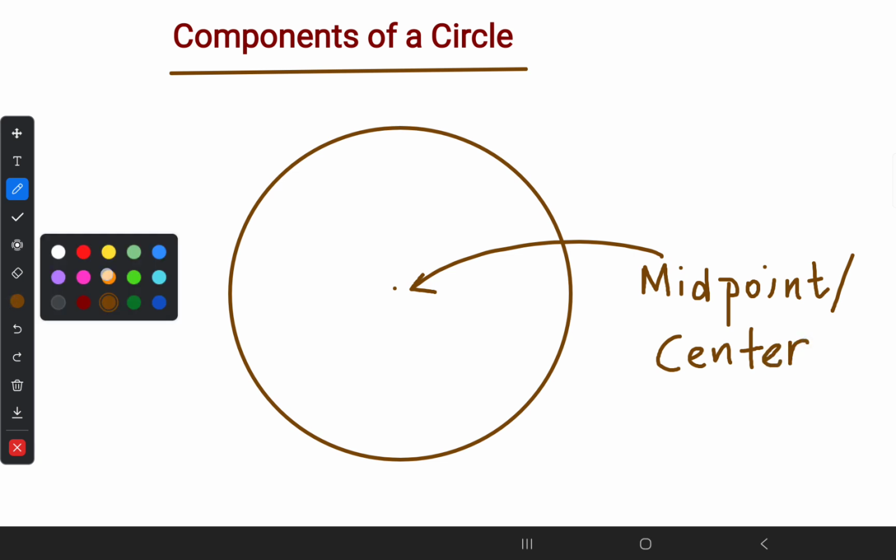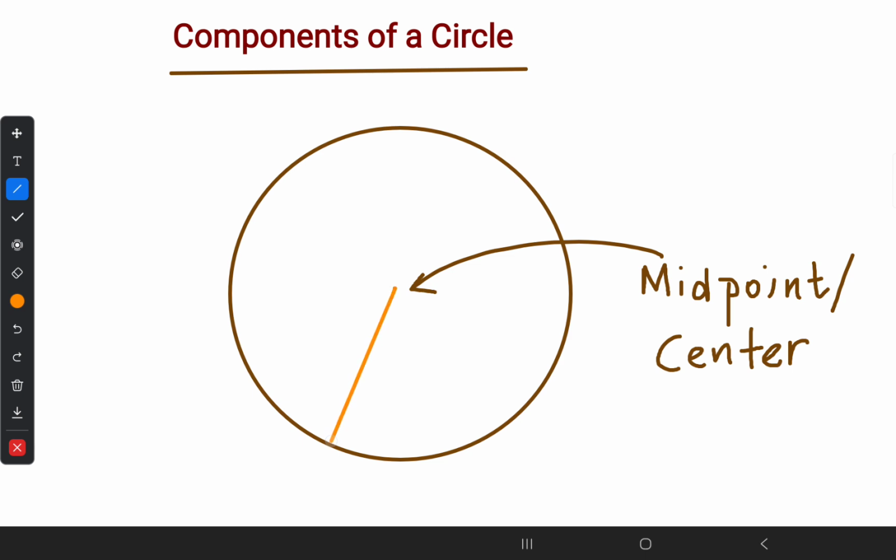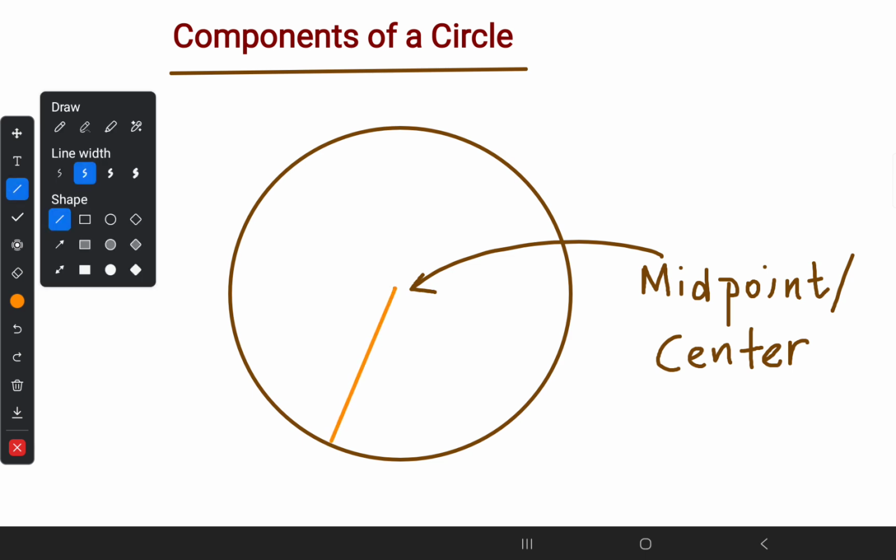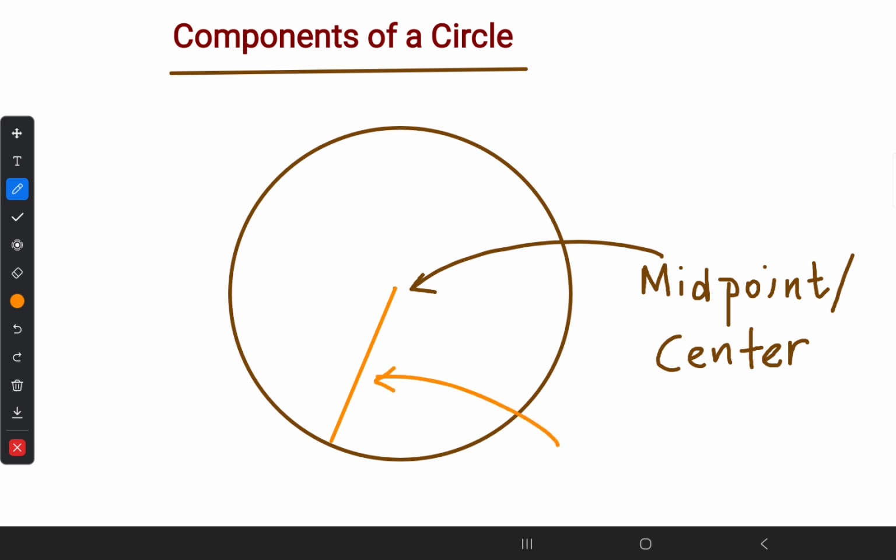The next parameter: from the midpoint, when you draw a straight line towards the circle, it would be denoted as radii. These are some important parameters, radii, or else we can use radius. Both are the same. From the midpoint, when you draw a straight line towards the circle, that would be radii or radius.